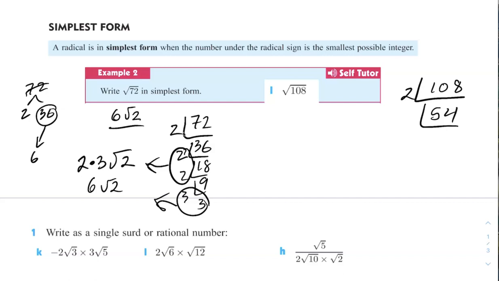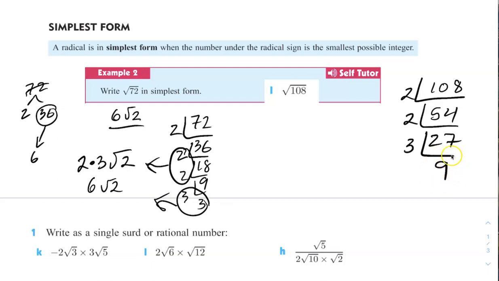Okay, something I know that breaks into 54, 2 again, because it's even, and I get 27. Now here, as I was saying, I can take the square root of 27. I can't. There's no square root of 27, so I do it again. So that breaks down: 27 is 3 times 27 divided by 3, which is 9.